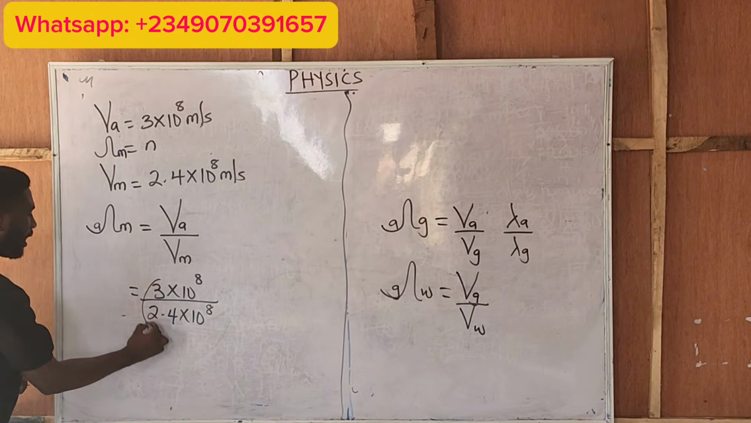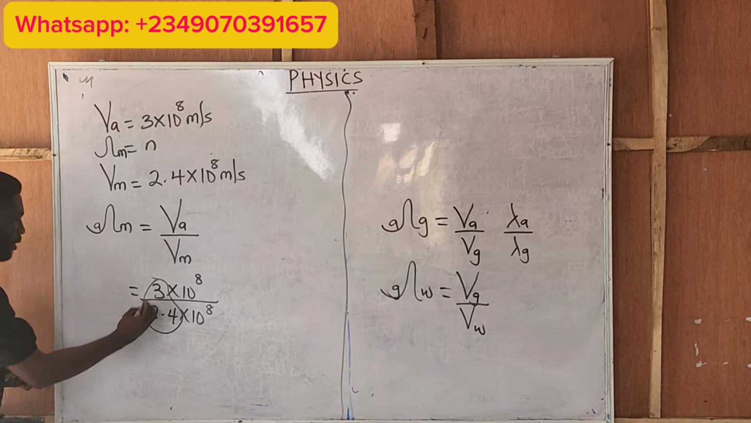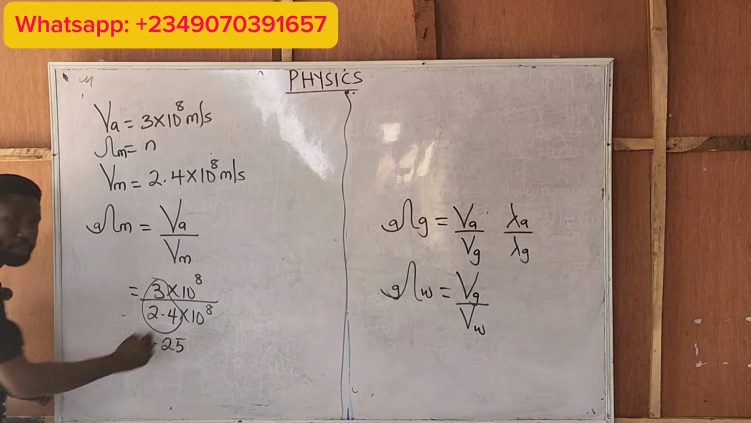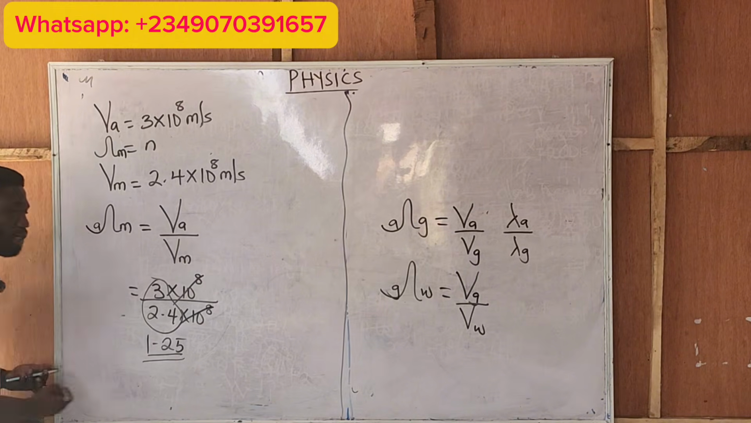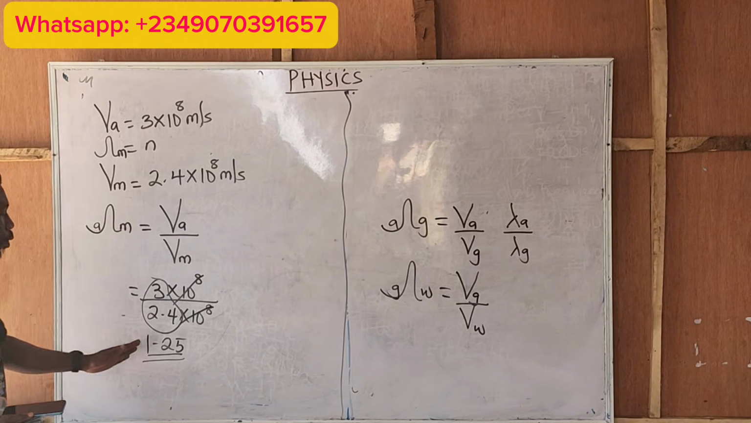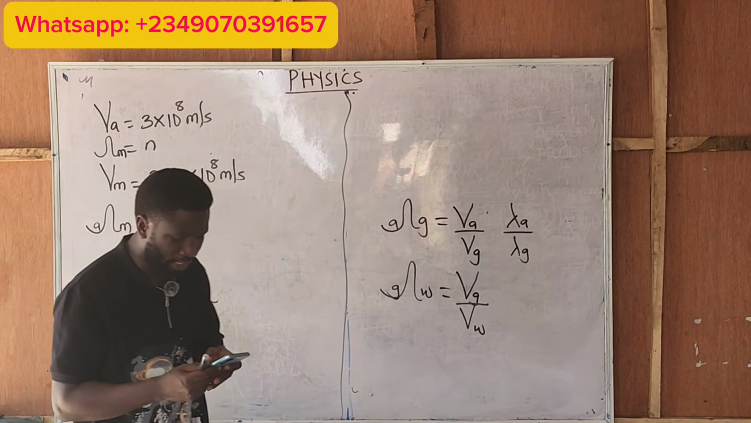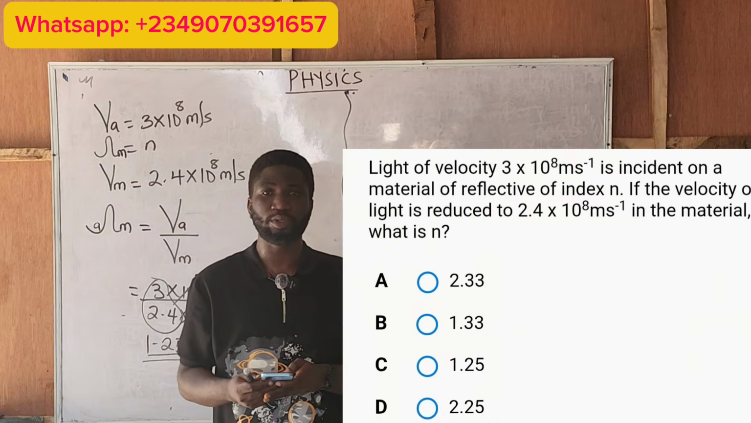So divide 3 now by 2.4. So that will give us 1.25. And you know that 10 raised to power 8 will cancel 10 raised to power 8, so this will give us the answer. So the right answer there is 1.25, and that is option C. So that is the right answer.